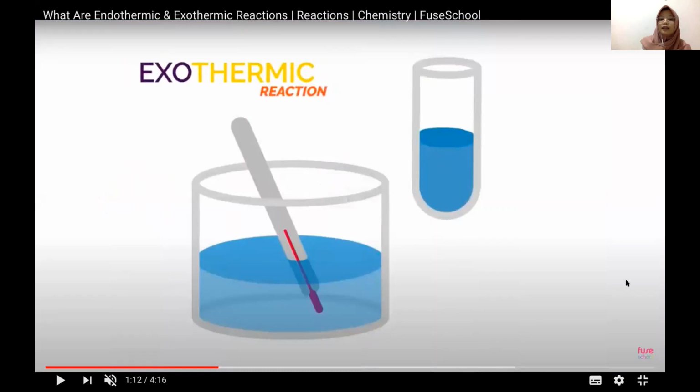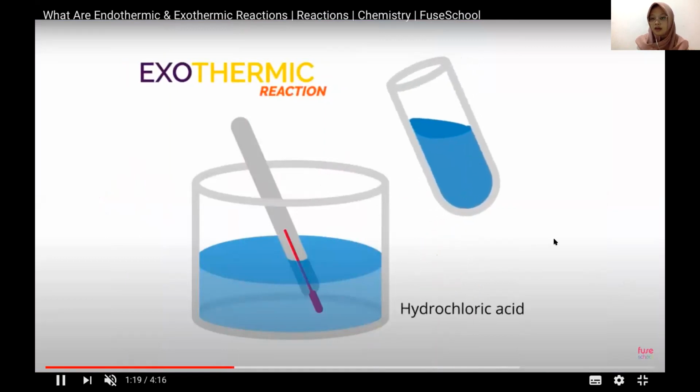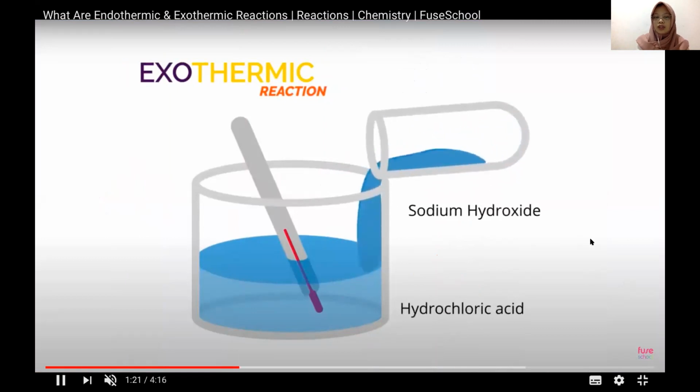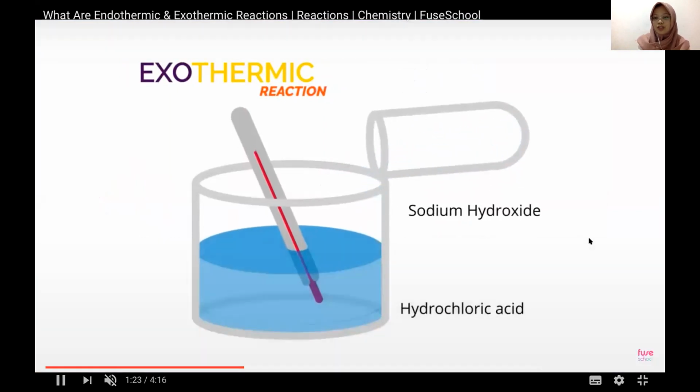Okay, it's easy to detect an exothermic reaction. All you need is a thermometer. If you look at this, if the temperature read on the thermometer is hotter, that reaction is called an exothermic reaction.